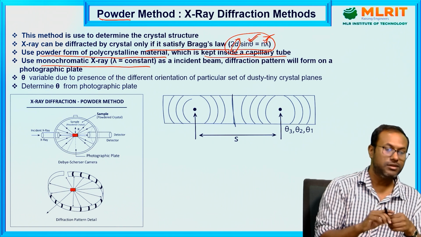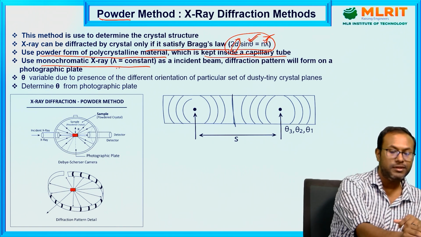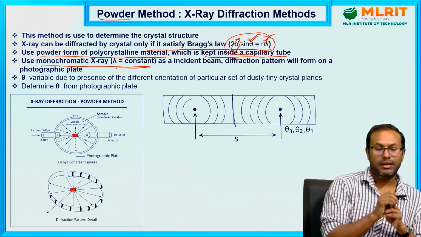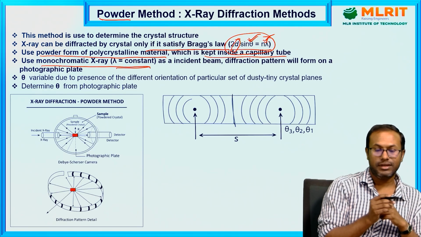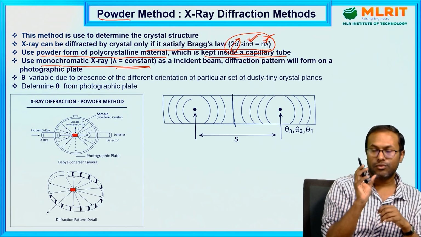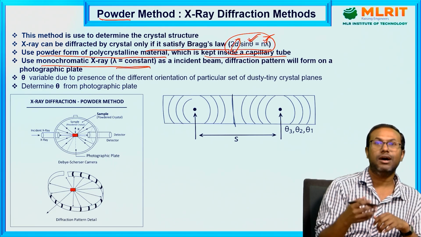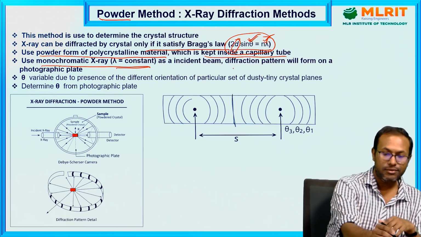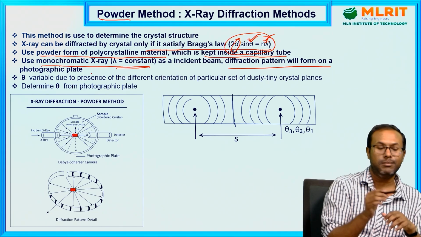In these powder methods, we also use monochromatic X-ray beams. If we use monochromatic beams, lambda is constant, so definitely we should vary the theta. But we are not rotating the capillary tubes, we are not rotating the crystals. Then the question is how we vary the theta value, and from that how the diffraction patterns form on the photographic plate. I will come to that point.